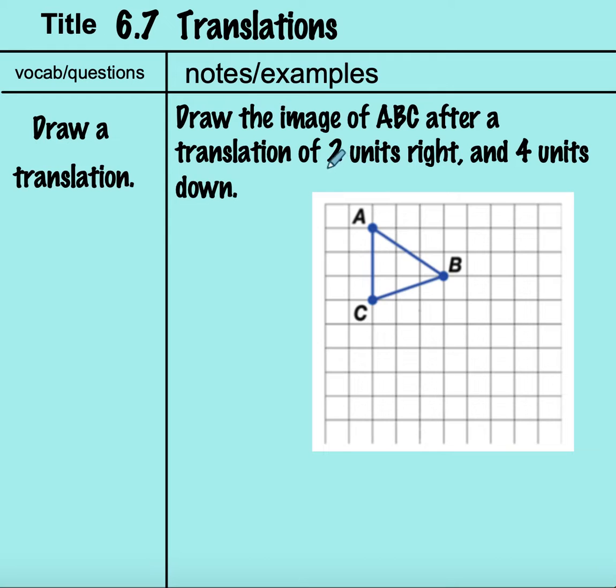So I want to translate this 2 units to the right and 4 units down. So I'm going to take each point, move it 2 to the right and 4 down. So just counting out, we got 1, 2, 1, 2, 3, 4. That spot moves there, and we're going to call that A prime, because that's where A moved. For C, we go 2 to the right, 4 down. Ends up right here, we call that C prime. Moving B 2 to the right and 4 down puts it right here. We call that B prime.